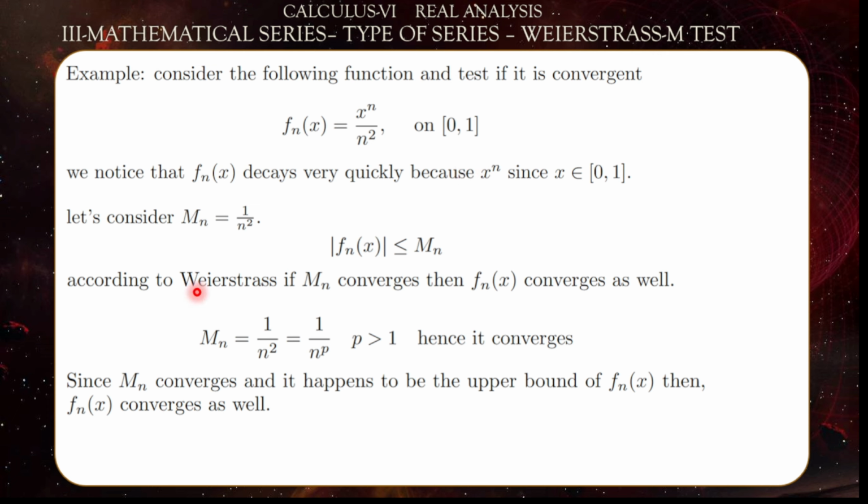Now, according to Weierstrass, if Mn converges, then fnx converges as well. Mn is given by 1 divided by n squared, and we notice that, again, fnx is less than or equal to Mn for all values of x. The form is 1 divided by n to the power of p, where p is greater than 1, hence it converges. Since Mn converges and it happens to be the upper bound of fnx, then fnx converges as well.